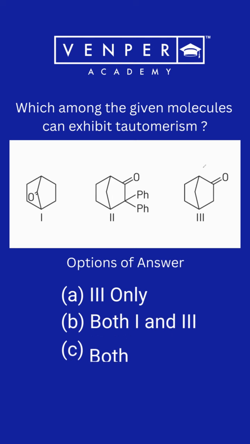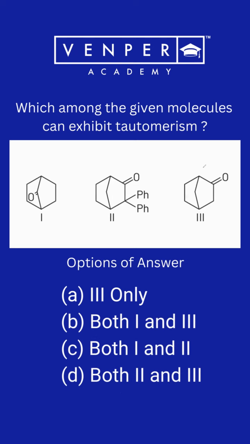Which among the given molecules will exhibit tautomerism? To show tautomerism, we need an atom A which is combined with B with a double bond, and C which has hydrogen. This hydrogen will oscillate between A and C. So we need an alpha hydrogen which will oscillate.